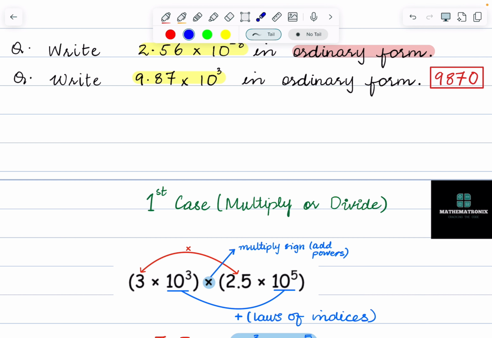This is now the case where you have to either multiply or divide in standard form, and believe me, it is the easiest. There's nothing hard. Okay, so let's have a look.